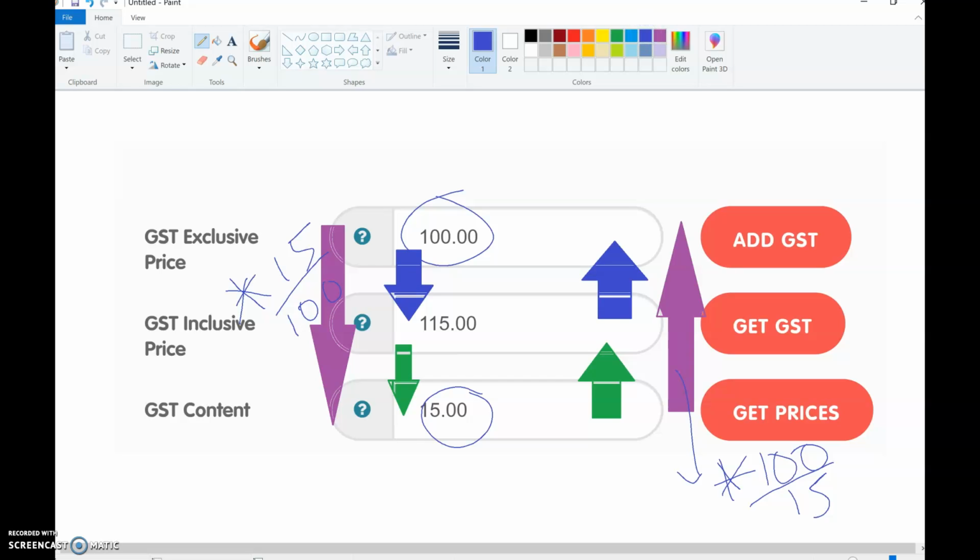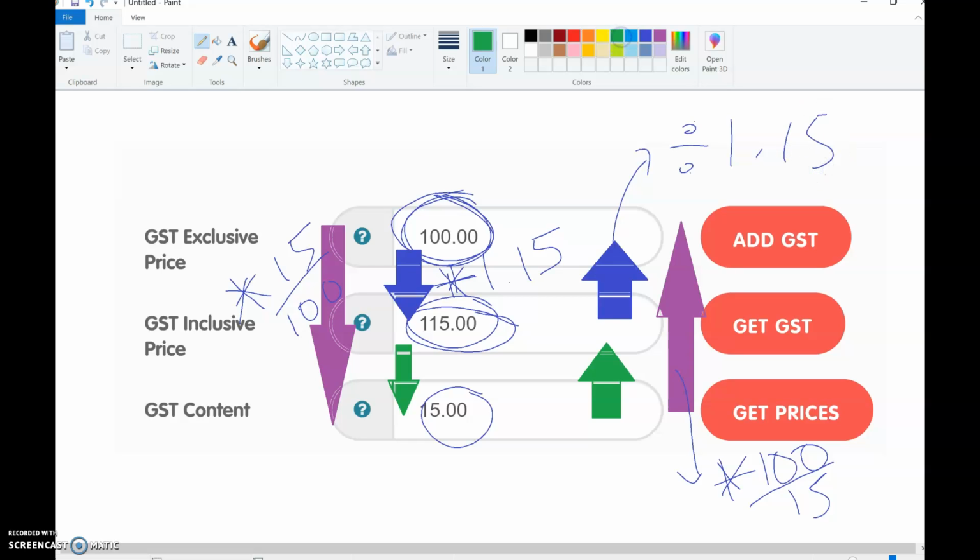Here, if we want to get from the $100 to the 115, we times by 1.15. So that's multiplication. So just to make sure that it doesn't look like a plus, I'll do it like an asterisk. And likewise, to get from the 115 to 100, we undo that. So that is divide by 1.15.